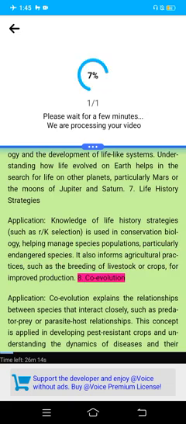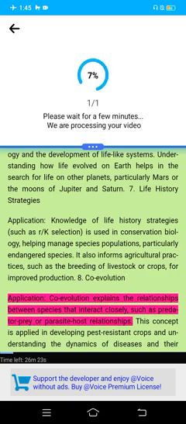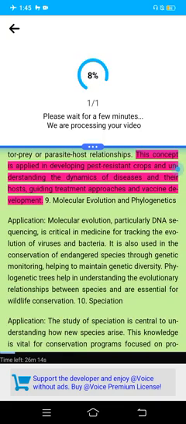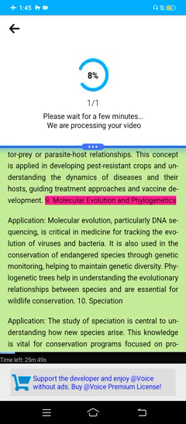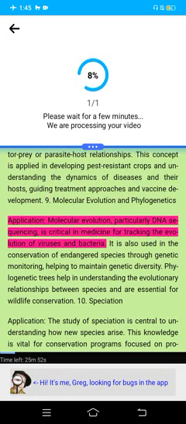8. Coevolution. Application. Coevolution explains the relationships between species that interact closely, such as predator-prey or parasite-host relationships. This concept is applied in developing pest-resistant crops and understanding the dynamics of diseases and their hosts, guiding treatment approaches and vaccine development.